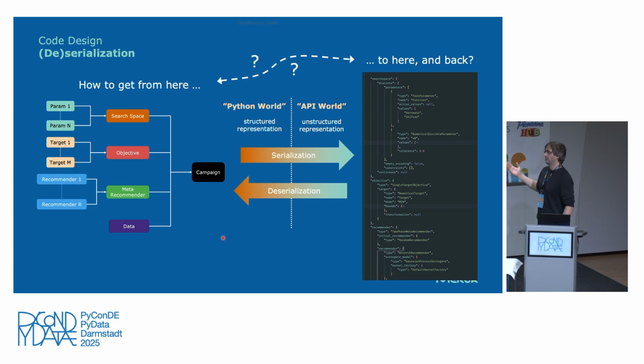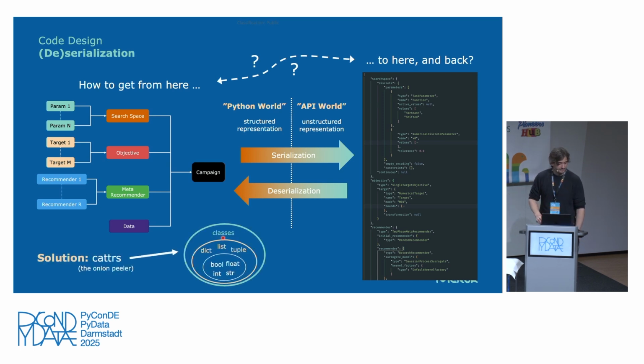Of course, you could now start writing your own serialization engine, probably not the best idea. For attrs, there's a simple solution. There's this companion package called cattrs, which I can highly recommend, which you could call the onion peeler. It goes from this top-down level and peels the different layers, deserializes them, and this is what you get. And for attrs classes, this serialization comes out of the box. But you can completely customize it.